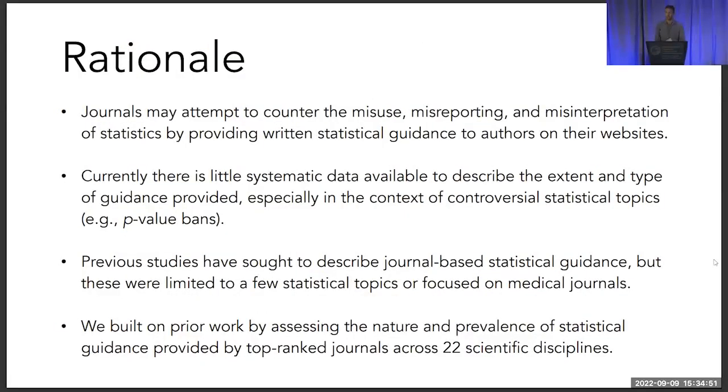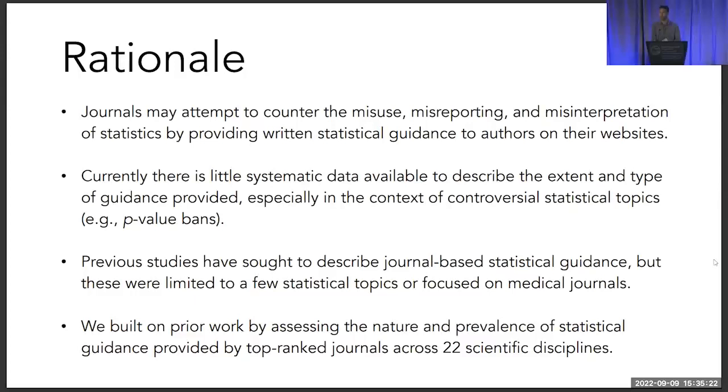Journals might try to counter the misuse, misreporting, and misinterpretation of statistics by providing written guidance to authors on their websites. But currently there's relatively little systematic data that describes the extent and type of guidance that journals might provide. This is especially interesting in the context of controversial statistical topics. Recently, for example, some journals have introduced bans on the use of p-values.